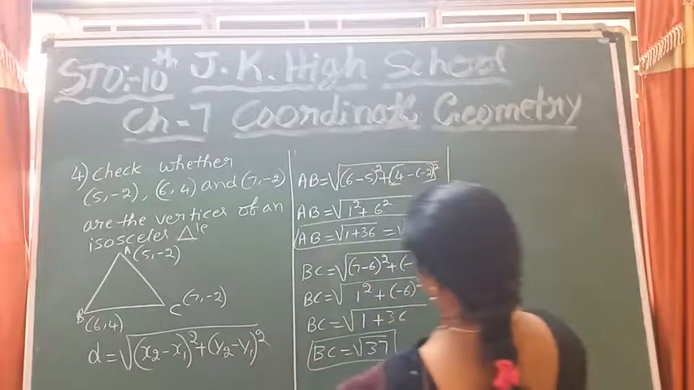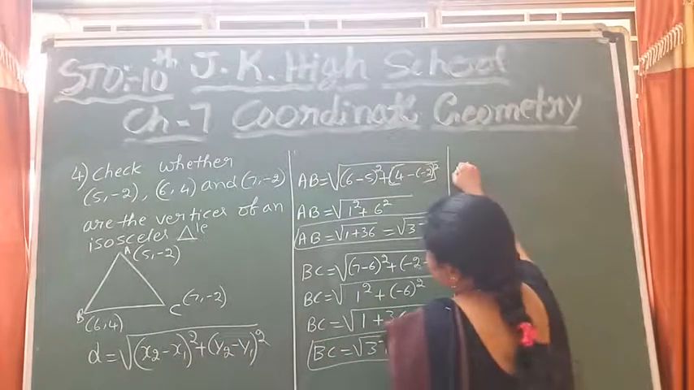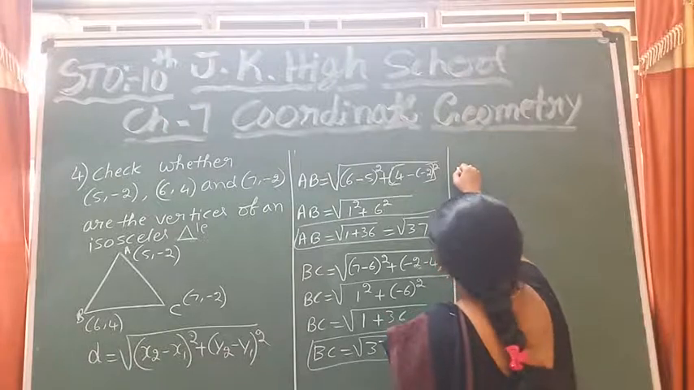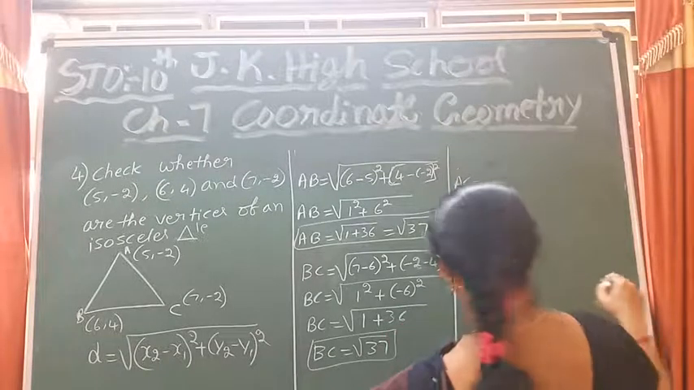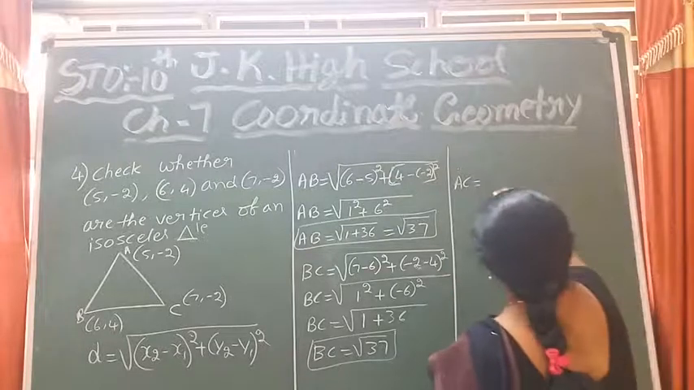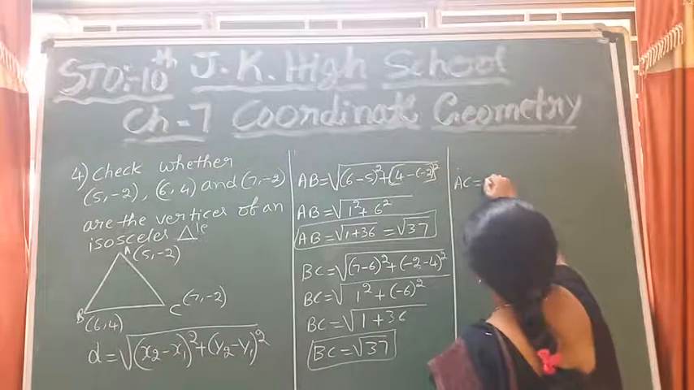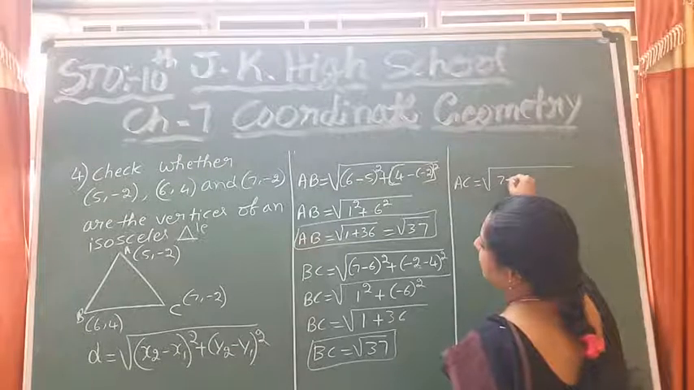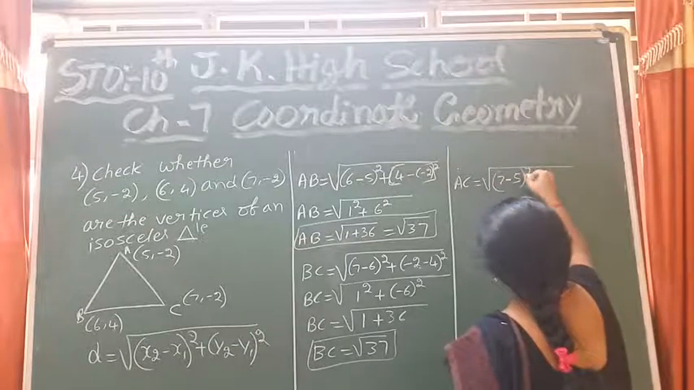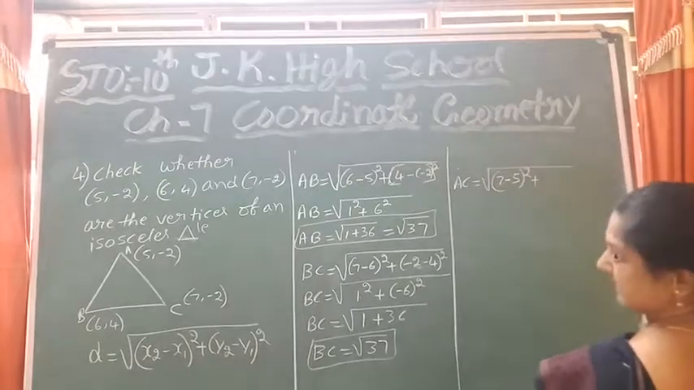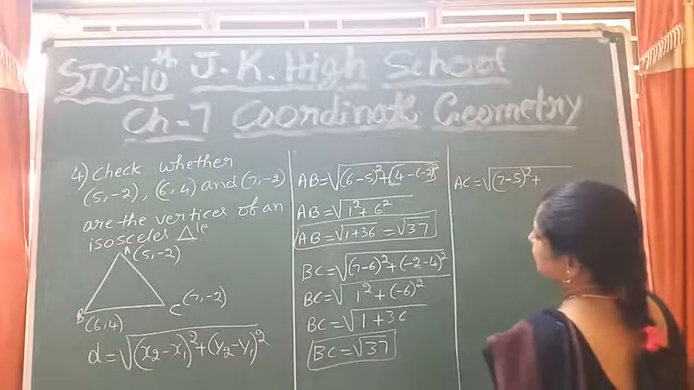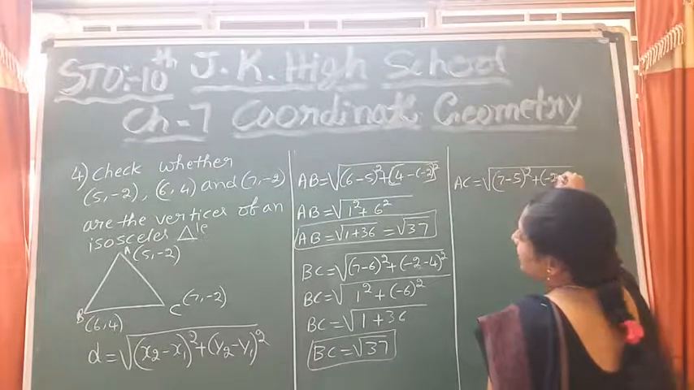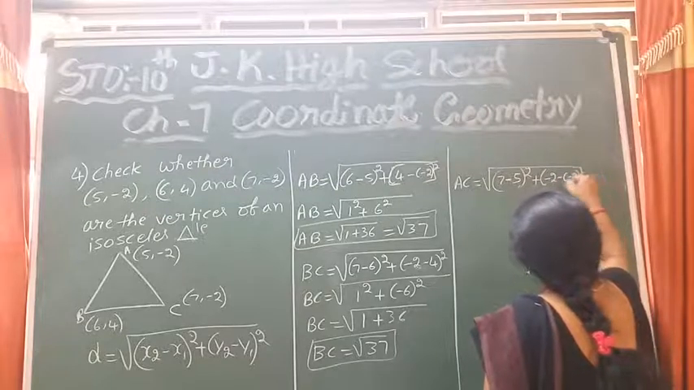So I will check another side, that is the AC measurement. AC or CA, both you can find out. You can check however you want. Now I am going to find the third distance, that is the AC distance. AC means I will take 7 as x2, 7 minus 5 whole square. If we take it the other way also, it becomes the same, because if a minus sign comes, I am going to square it, so it becomes positive only. 7 minus 5 whole square, then minus 2 minus of minus 2 whole square.